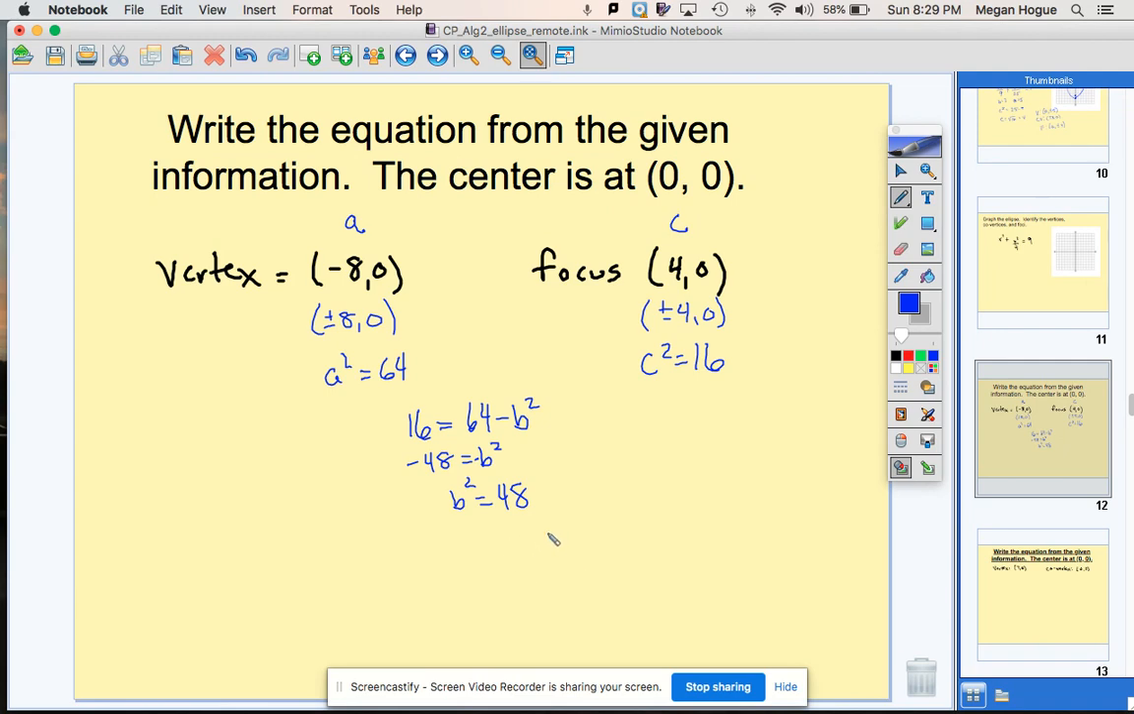So the other thing we have to figure out is where's that A going to go? We know we're going to have x squared plus y squared. We know it's going to equal 1. Does the A go under the x or the y? Well, find where your A is. It's in the x position, so the A squared goes under x. B squared goes under y. There's my equation.